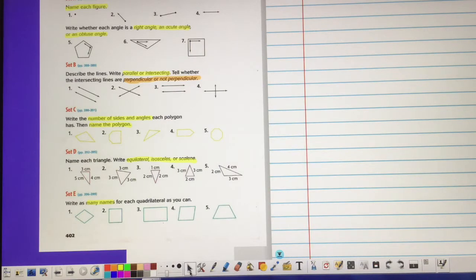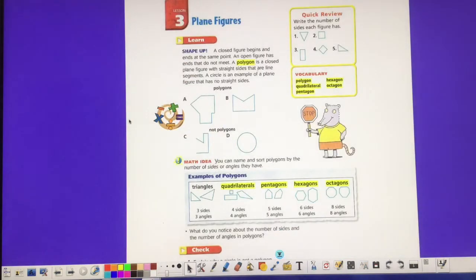All right, taking a look at set C, it says write the number of sides and angles each polygon has, then the name of the polygon. So there's a couple steps here we have to do for 1, 2, 3, 4, and 5. I'm going to flip to page 390 that tells me the names of the polygons, and how many sides and how many angles. For example, a 6-sided figure with 6 angles is called a hexagon.